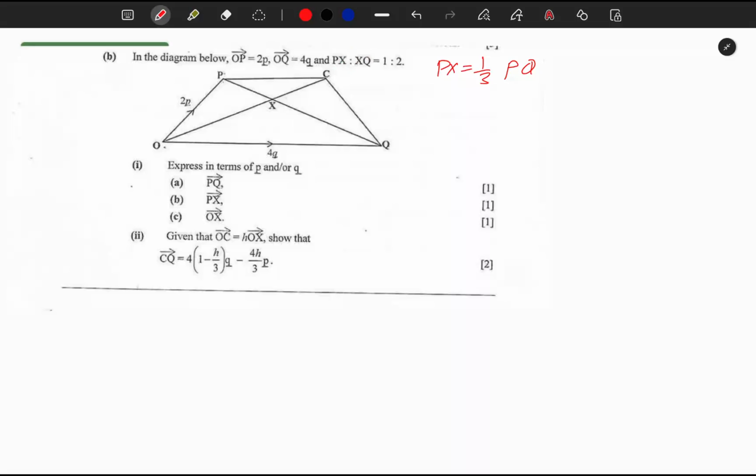So then again, we've got XQ. XQ is 2 over 3 of PQ. This is what you need to do first. Then let's go to 1a.